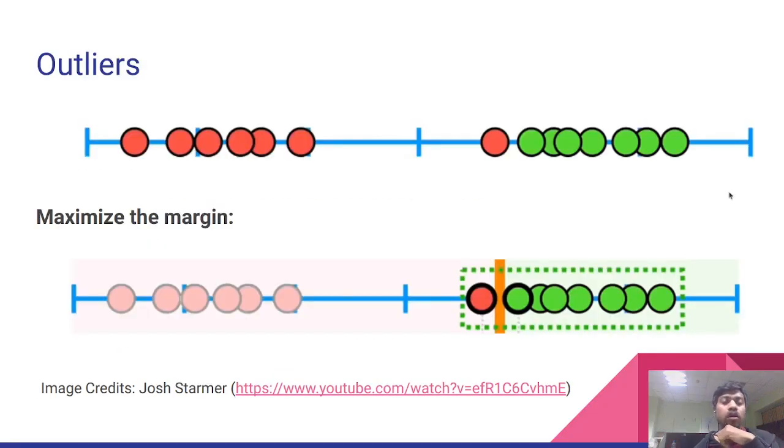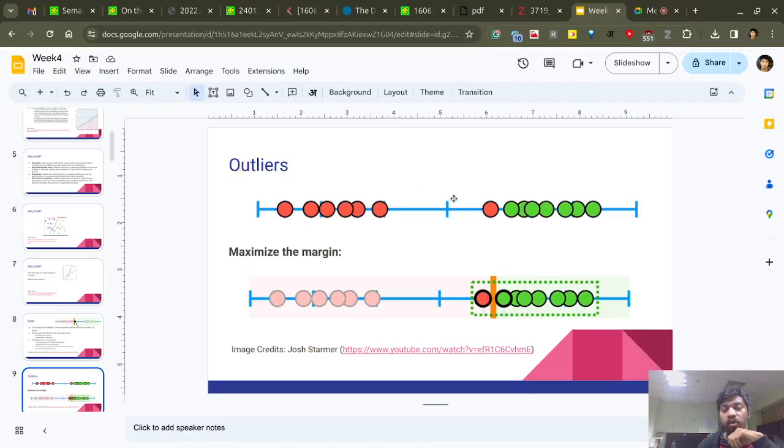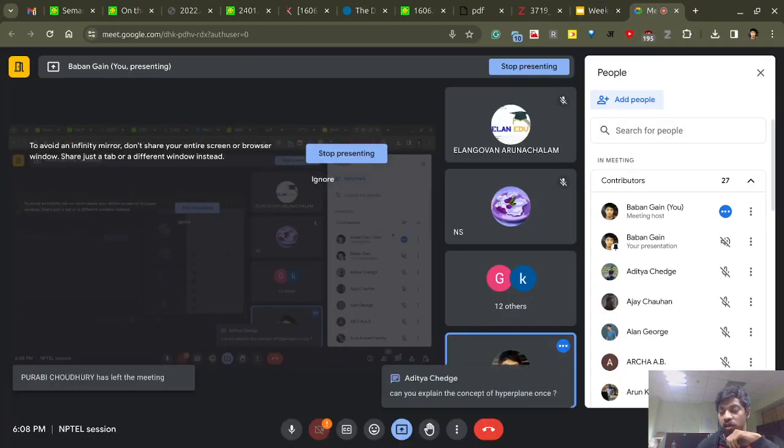So next, what we want to do is maximize the margin, and if we maximize the margin, maybe somewhere here would be the optimal point. Is there any question? Yeah.